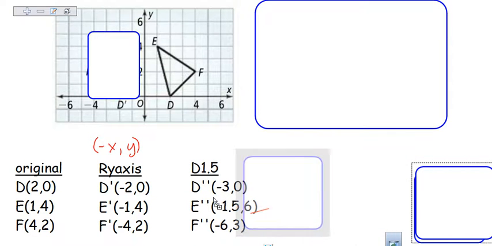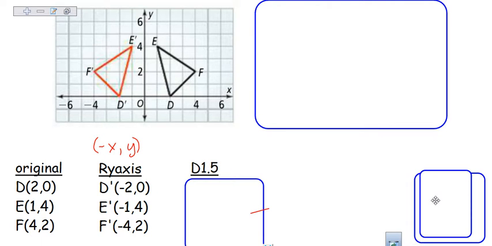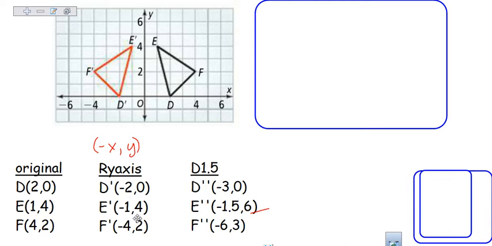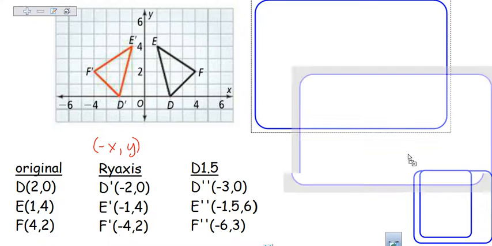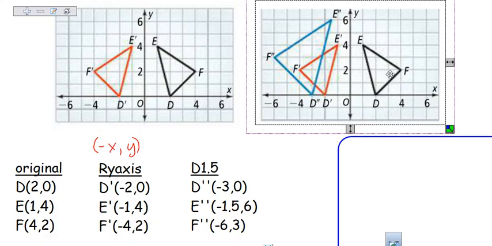If we go back to our reflection, if we reflect over the y-axis, this is where our shape goes, and it becomes D prime, E prime, and F prime. Now we need to dilate. Like I said, we're going to multiply those numbers by 1.5 on all of them. What that's going to do is enlarge our picture. So here is the picture of the answer. We started with the black, our reflection over the y-axis went to the red, and then our dilation made it bigger and turned it into the blue. And this would be the coordinates of those endpoints.